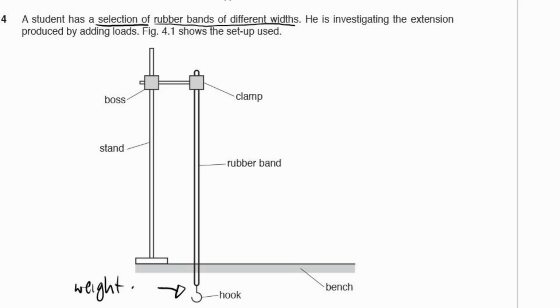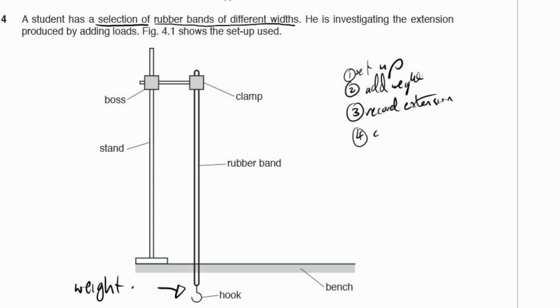Now, let's run through that and see what we can come up with. So, steps, and it's always good to do a rough little sketch about what you're thinking. So if I look at how I'm approaching this: first I'm thinking probably set up the equipment. That'd be my first thing. Second thing would be, well, add weight. And 3, record the extension. They're going to be the key points. And then 4, change band. Alright, so that's my rough idea of what I'm thinking of.